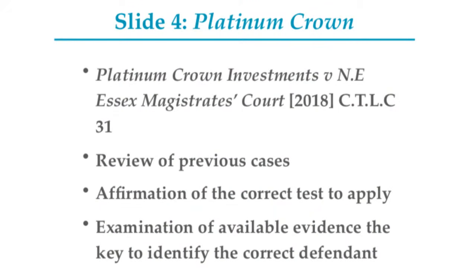The facts are simple. It was a housing case. The prosecution laid 10 informations against Platinum Crown Limited, PCL, contrary to section 234 of the Housing Act 2004. Informations were also laid personally against the director, Mr Thomas. On the 21st of June 2016, Mr Thomas appeared in court, both as director of PCL and in his own personal capacity. He entered not guilty pleas.